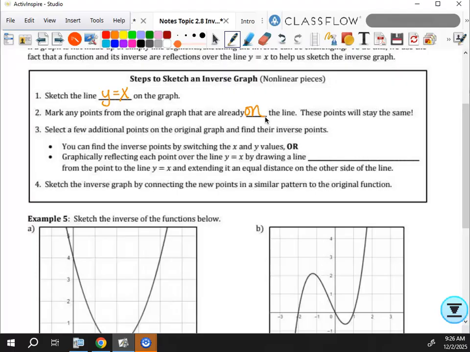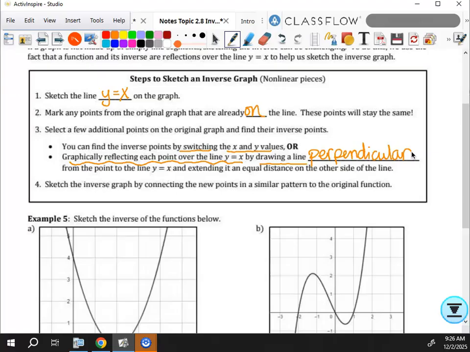Select a few additional points on the original graph to find their inverse points, because that should be easy to do. You can find the inverse points by switching x and y, which is what I suggest, or graphically reflecting each point over the line y equals x by drawing a line perpendicular. Okay, that is a long word. What is the symbol for perpendicular?